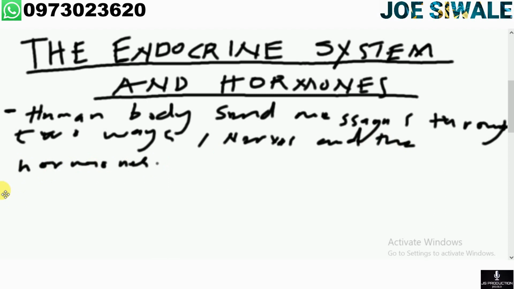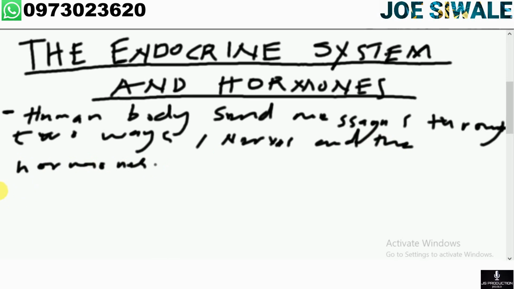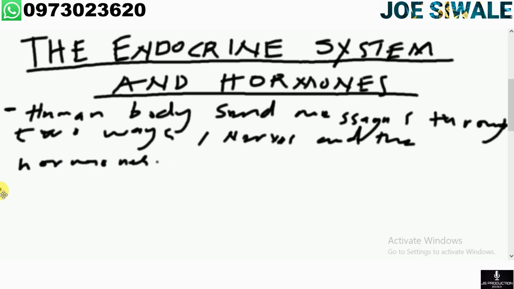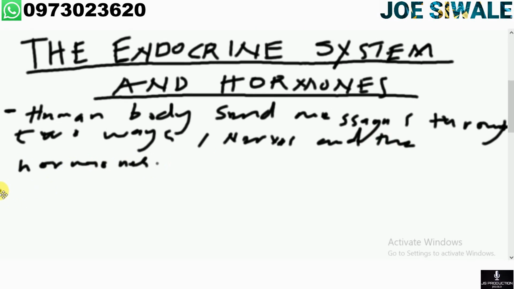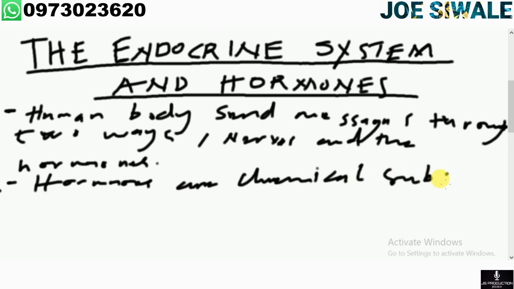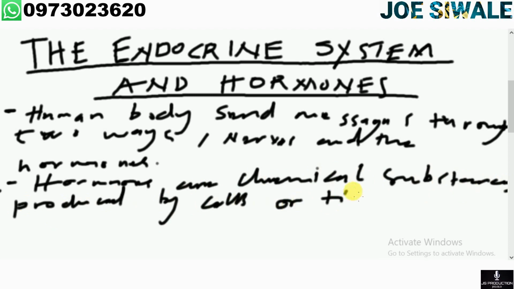And hormones, I said, hormones are chemical substances that are produced by the cells or tissues of the endocrine system.